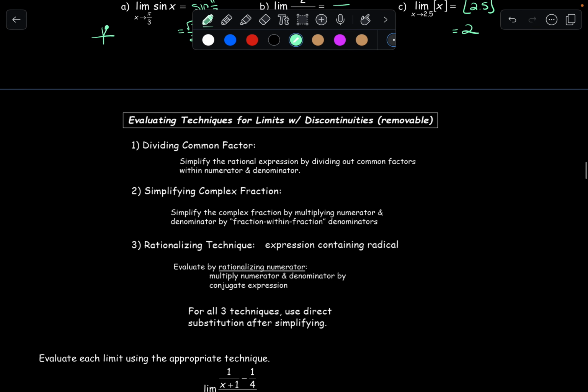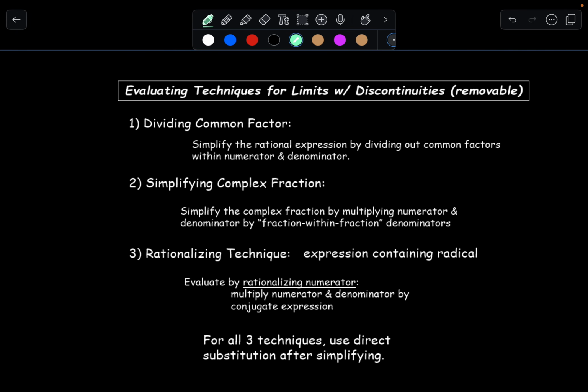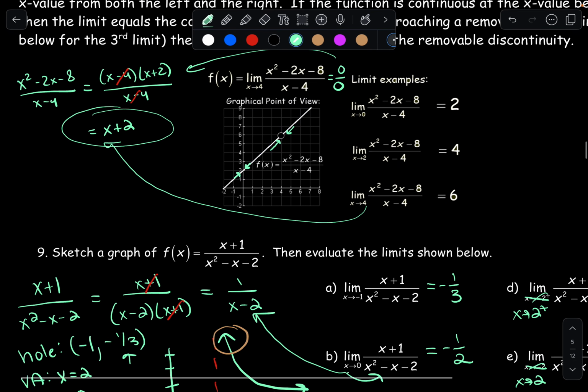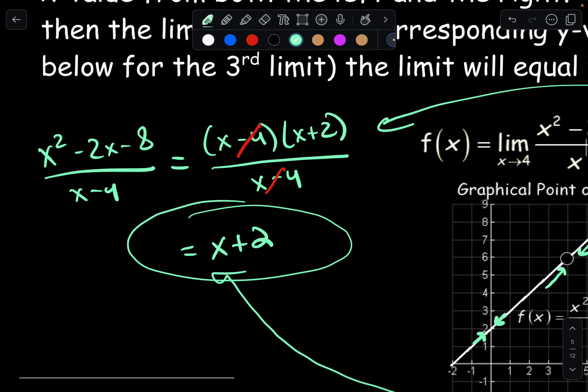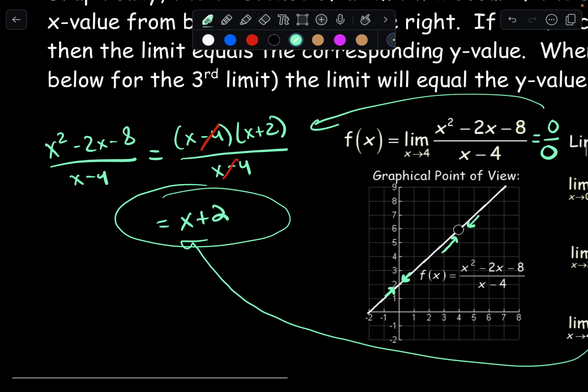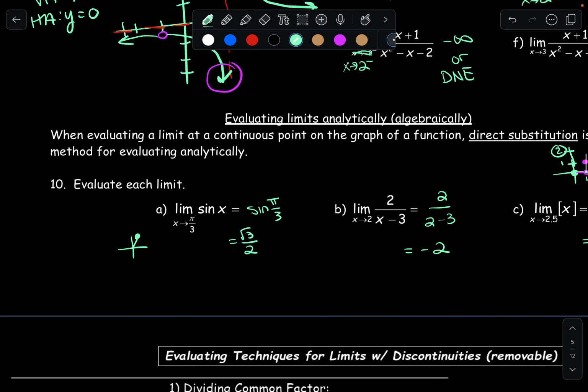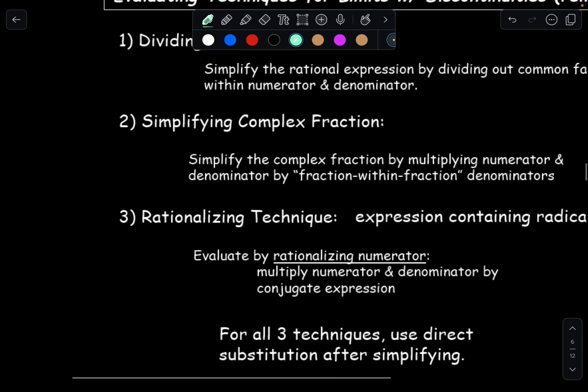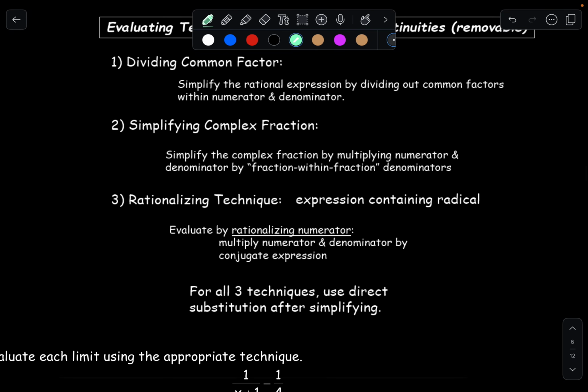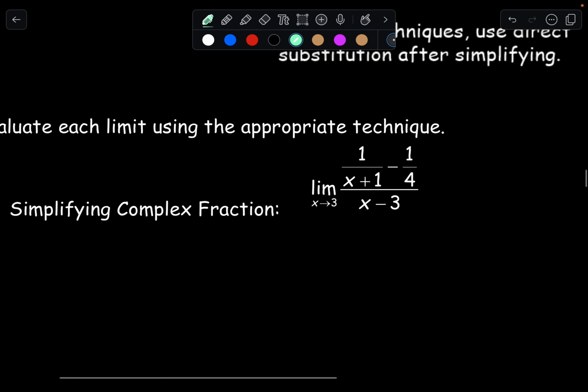All right, so there are various techniques that we will be using throughout this course. The first technique, dividing by a common factor, we already did in the last two examples, where we saw some removable discontinuities, aka those holes, okay? So that's the first technique. The second technique is going to be simplifying complex fractions, and if you want to read through these descriptions, you can pause the video, but that's what we're going to be doing here.